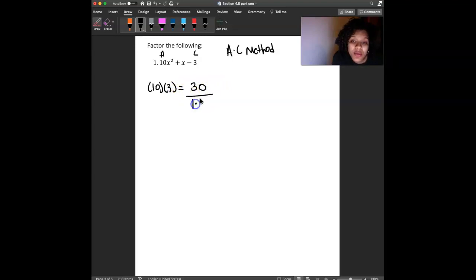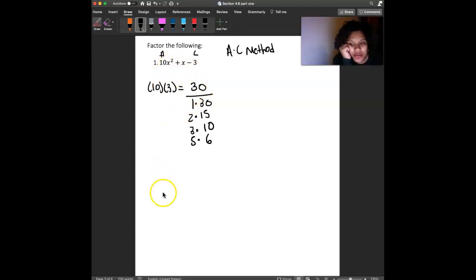Factors of 30. 1 times 30. 2 times 15. 3 times 10. And 5 times 6. I think that's it. After that, it repeats. I always start with the smallest number. I always start in order. From 1, and then I keep going, no matter how large the number is. Notice that I didn't include the negative. It's because using the method of bring the first sign, multiply the first times the last, and that will give you the second sign. That already tells you what are the signs that you're going to need. All right? So I can ignore having to have this negative here.